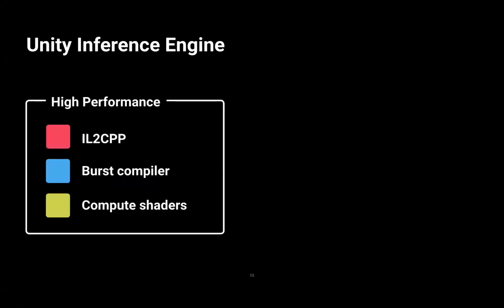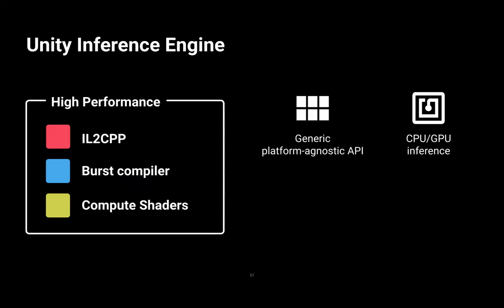And we build on a lot of the technologies that are under the hood in the Unity engine: the intermediate language to C++ compiler, the Burst compiler, and compute shaders that are built into the Unity engine to do high performance computing and game logic. We're using that to do inference. And the nice thing about that is because the Unity engine was built to be platform agnostic, we can use the same neural network API across platforms. We can do CPU and GPU inference, again, across platforms, not relying on whether you have CUDA installed or whether you're on an Apple device or an Android device.